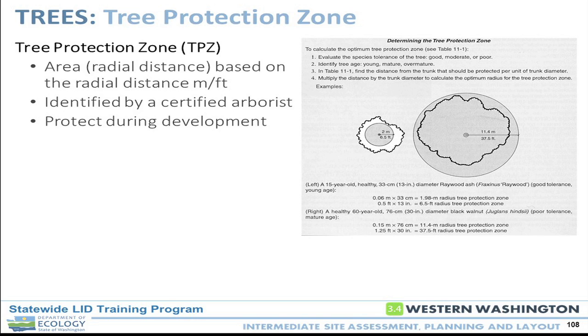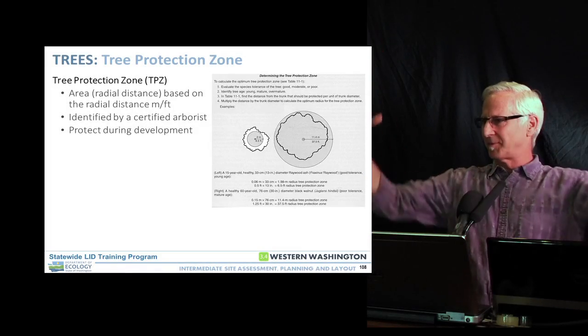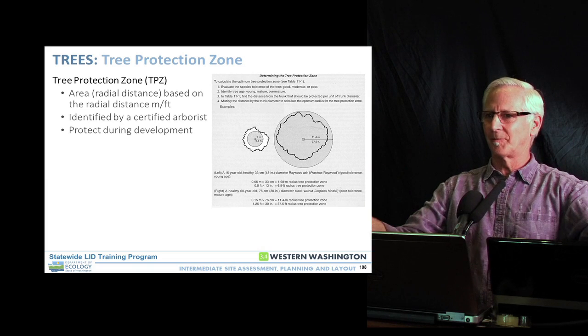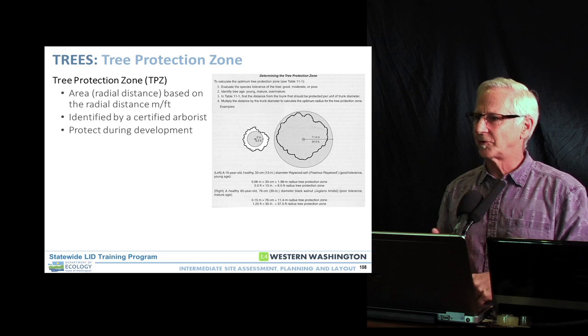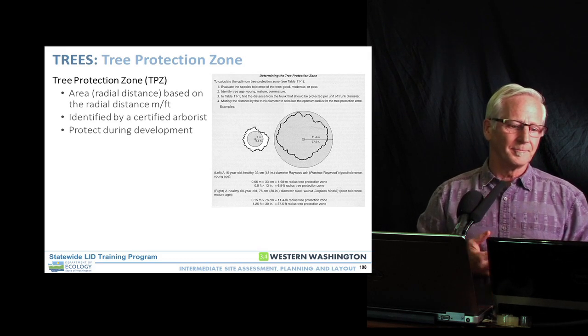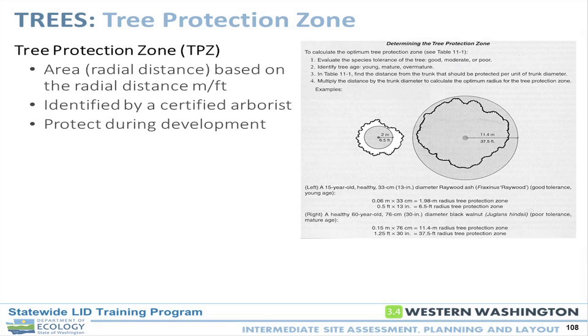Diagram on the right, one way to figure out a tree root protection zone. There used to be some real simple numbers. It's the drip line, or you measure some distance from the trunk, but it's more complicated than that, and it has to do with tree species as well as the other conditions around the tree. It's a good idea to call in an arborist to determine that protection zone.